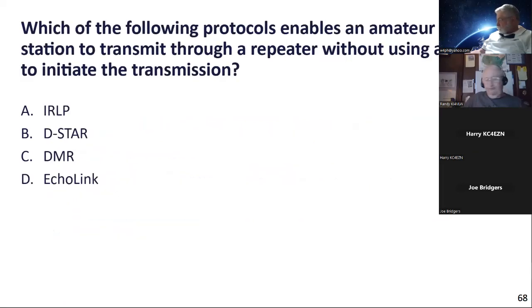Okay, Howard. Which of the following protocols enables an amateur station to transmit through a repeater without using radio to initiate a transmission? That is D, EchoLink. And remember, you can set up your cell phone to use EchoLink and use it as a radio.